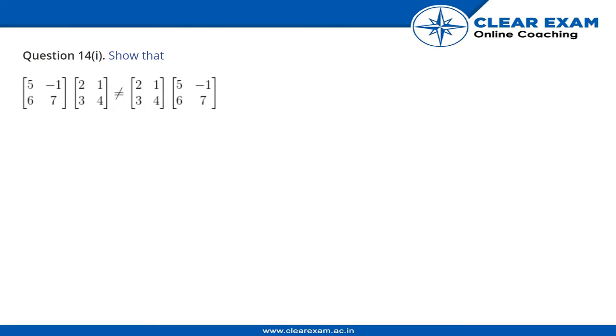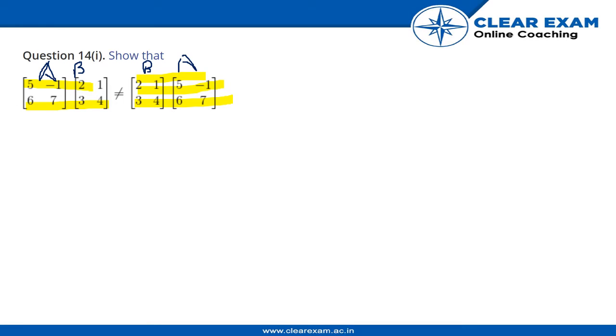Hello guys, welcome back for another question from the topic matrices, and let's see what we have today. We have two matrices on the LHS and two matrices on the RHS. If I consider this matrix as A and this as B, then this is the B matrix and this is the A matrix.